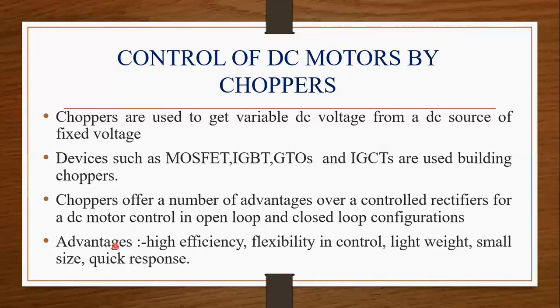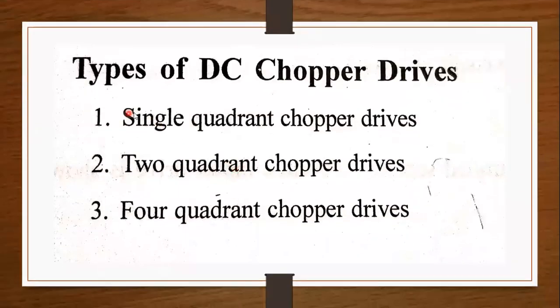Okay, these are some concepts regarding the introduction to choppers, and then we will go for the next concept, that is types of DC choppers. These choppers can be classified into three types: single quadrant chopper drive, two quadrant chopper drive, and four quadrant chopper drive.